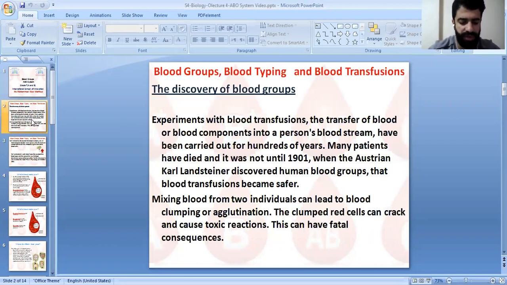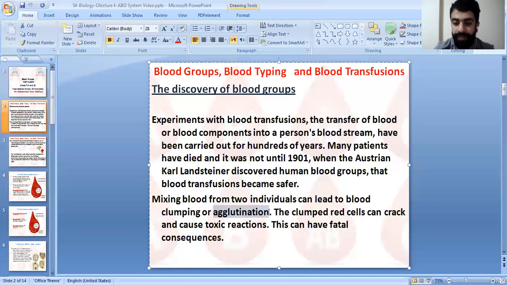What is the meaning of blood transfusion? Transfusion of blood. So mixing blood from two individuals can lead to something called blood clumping, or agglutination. So this will have fatal consequences and toxic reactions and may lead to death.